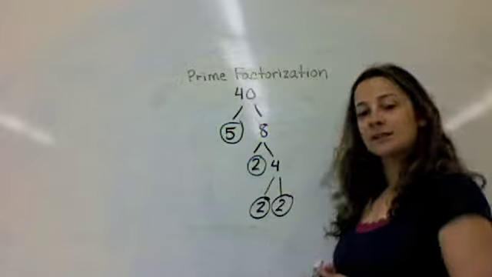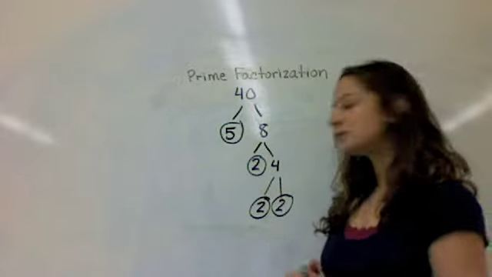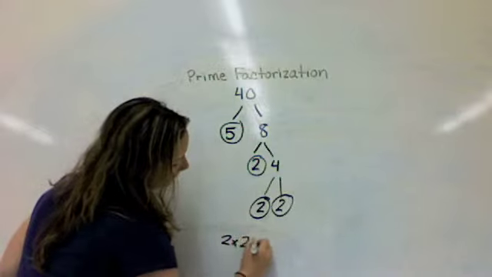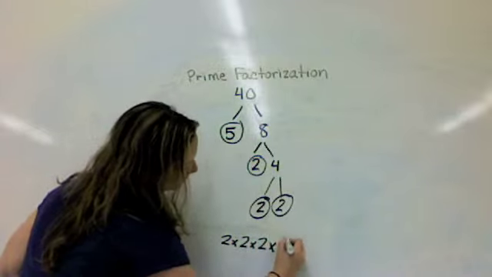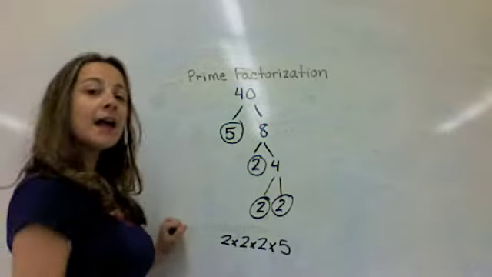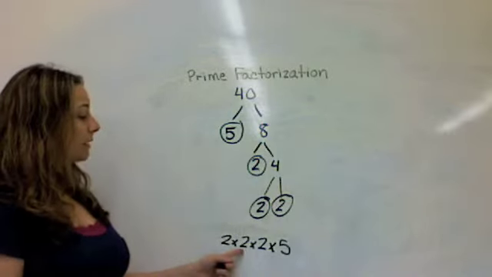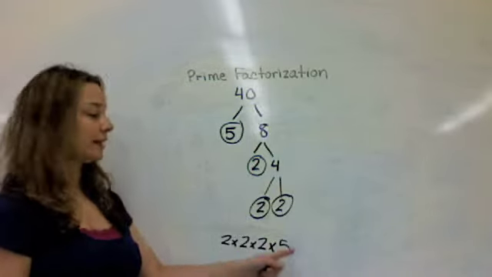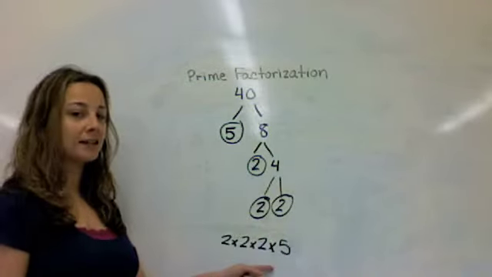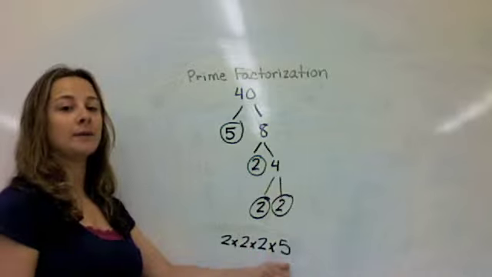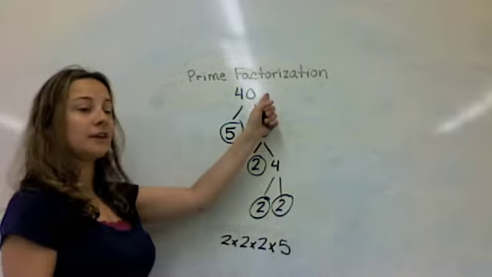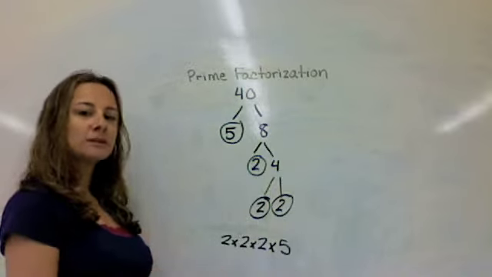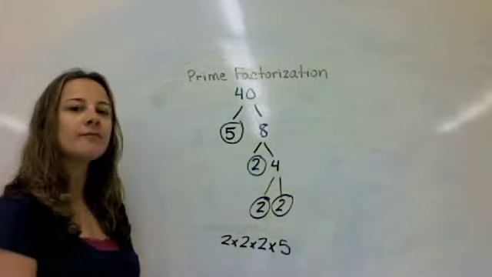I like to put the numbers in order from least to greatest. So what I'm going to do is put the prime factorization down as 2 times 2 times 2 times 5. And you'll notice if you multiply 2 times 2 is 4, times 2 is 8, times 5 is 40. So this is our string of factors, all of which are prime numbers, that equals our original number 40. So when we multiply this out, it's a bunch of prime numbers multiplied together to get to 40.